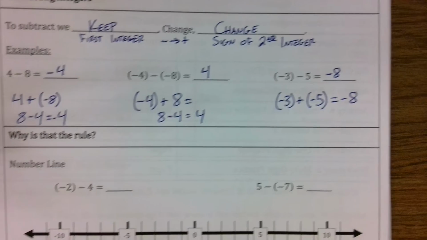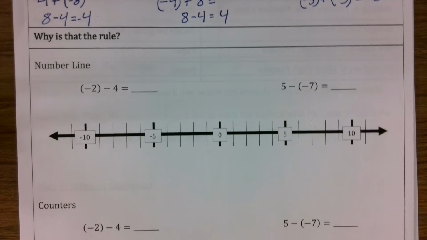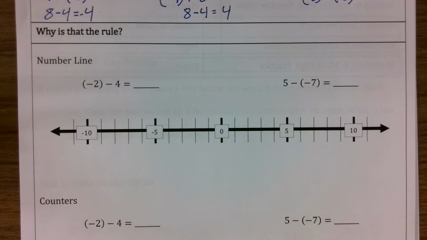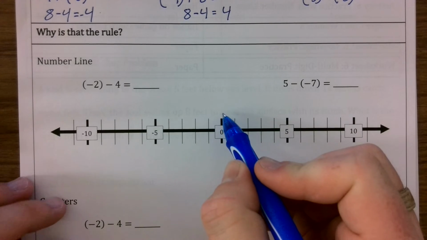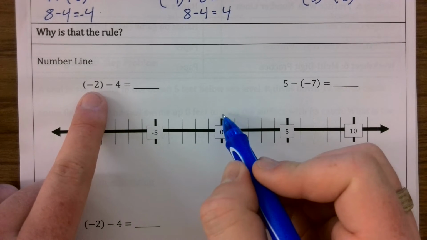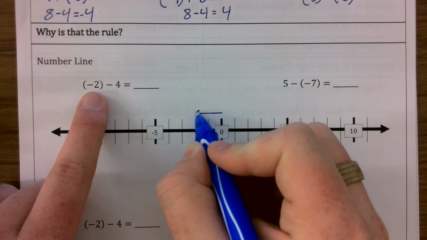All right, now why does that work? This seems like a lot of steps, right? So let's talk about why. We're going to start with our number line. If I have negative 2, remember on a number line we start at 0 and we go to our first number. So I'm going to start at 0. I'm going to go to negative 2, which is to the left. So here we go. There's negative 2.